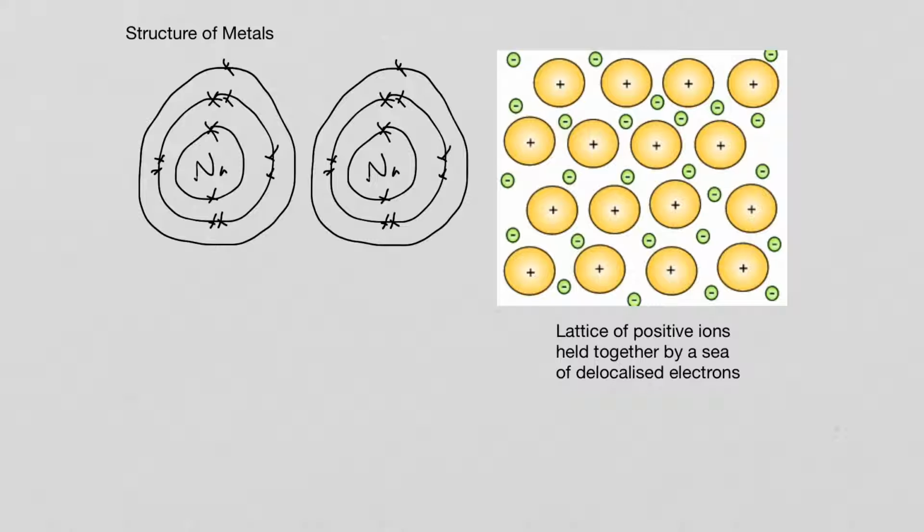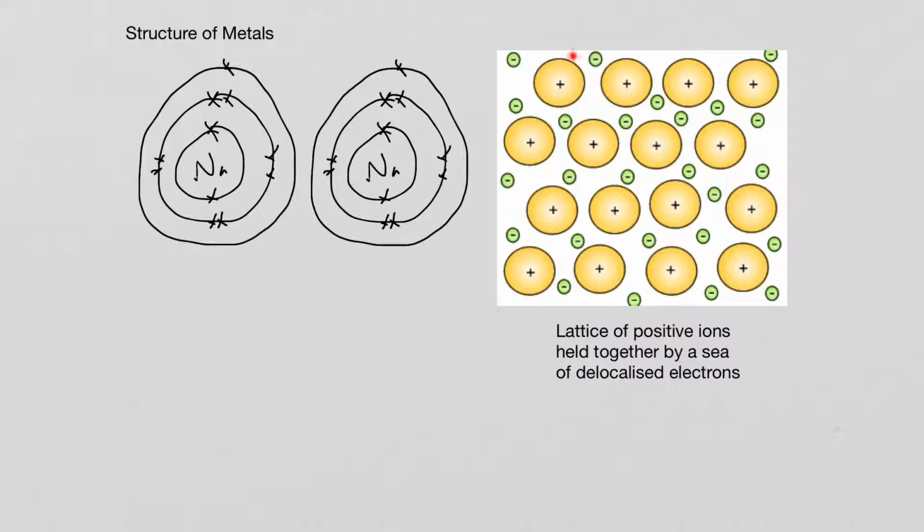So crucially, structure of metals, we've got a lattice which is a regular arrangement of positive ions held together by a sea of delocalized electrons. Sodium happens to give away 1 electron because it's in group 1. Magnesium will often give away 2 electrons, and aluminium will usually give away 3 electrons.